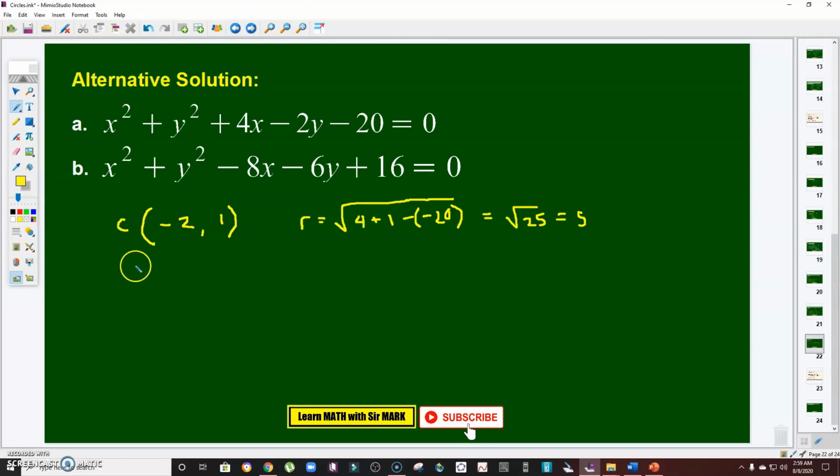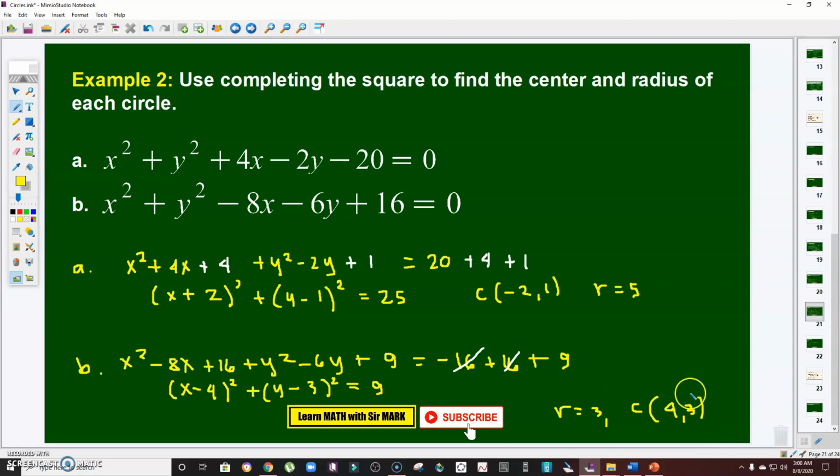Lastly, this will be the last on this video, for letter B. Same. To get the center, this is letter A, this is letter B. To get the center, reverse the sign. That will be positive 8 divided by 2, that will be 4. See that? Reverse the sign. This will become 6 divided by 2, that will be 3. The question is, is our center (4, 3)? Yes, the center is (4, 3). And I'm expecting a radius of 3.